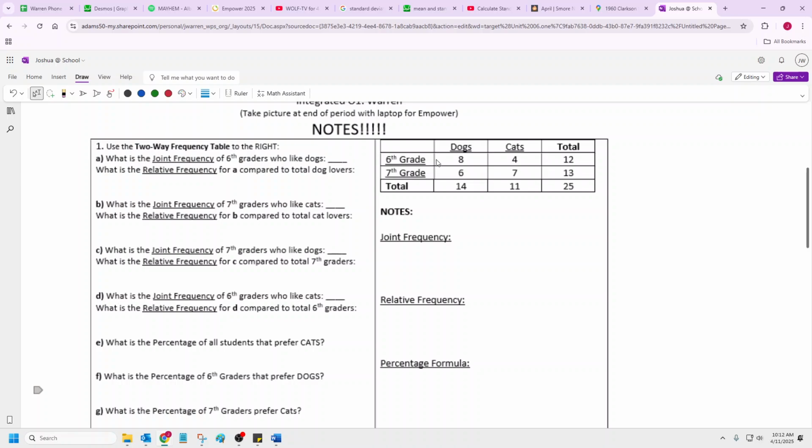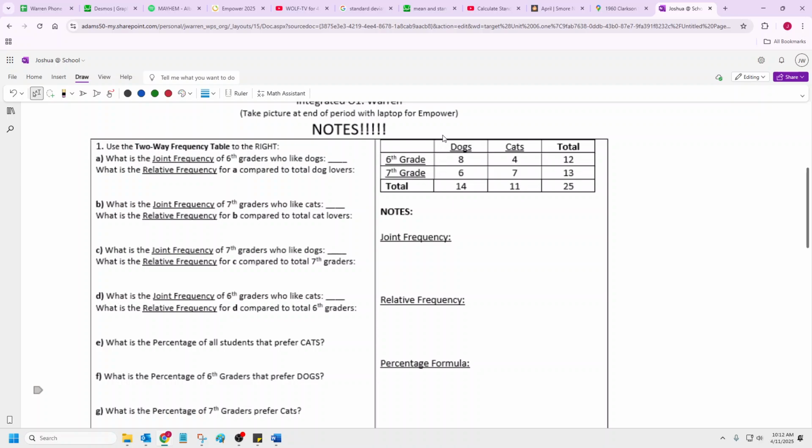So one way is, I'm looking over here. According to this data, there were 6th graders, 8 of them liked dogs, 4 of them liked cats. How many total 6th graders were interviewed? 12. So if you read the table one way, from left to right, you can get information about how many 6th graders we had. Now let's check out 7th graders, moving from left to right. 6 7th graders liked dogs, 7 liked cats, for a total of 13 7th graders.